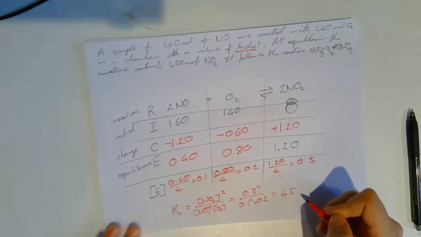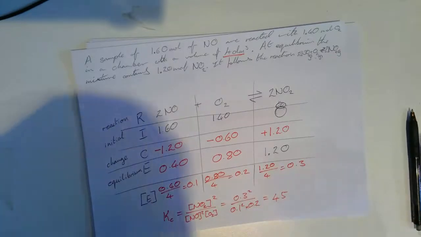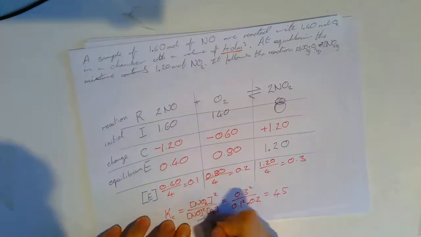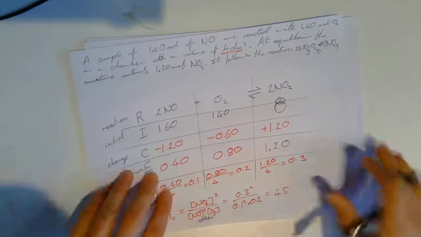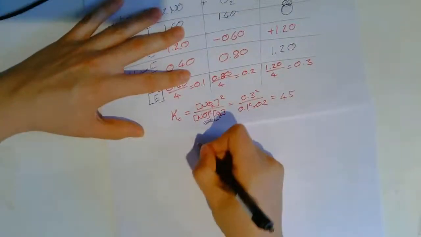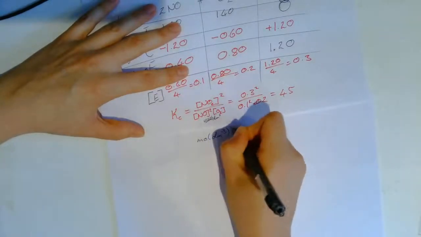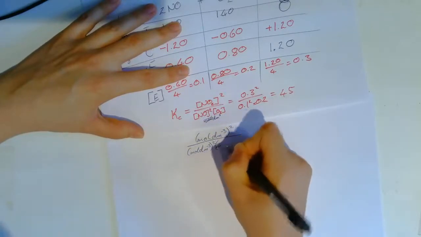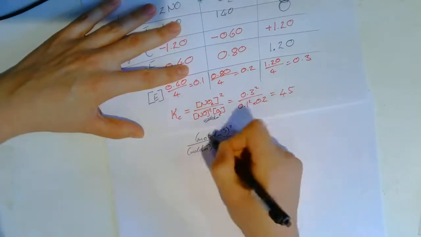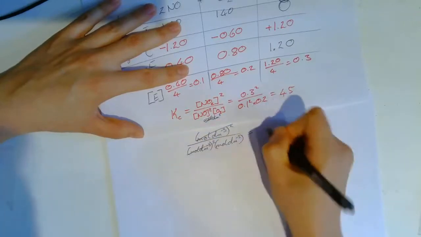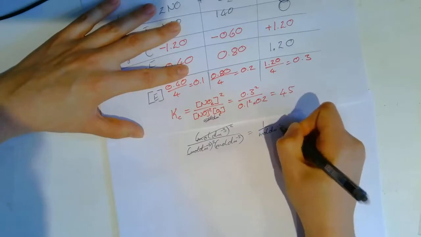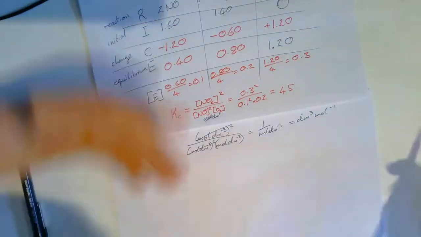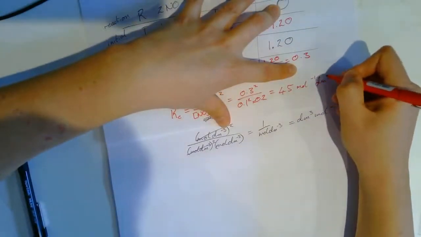We need to know the units as well. So if we do our units, then we've got moles per decimeter cubed squared divided by moles per decimeter cubed squared multiplied by moles per decimeter cubed. We'll cancel out what can cancel out, so the squareds can cancel out with those, giving us 1 over moles per decimeter cubed, which gives us decimeters cubed per mole. Or moles to the minus 1 decimeters cubed. Okay.